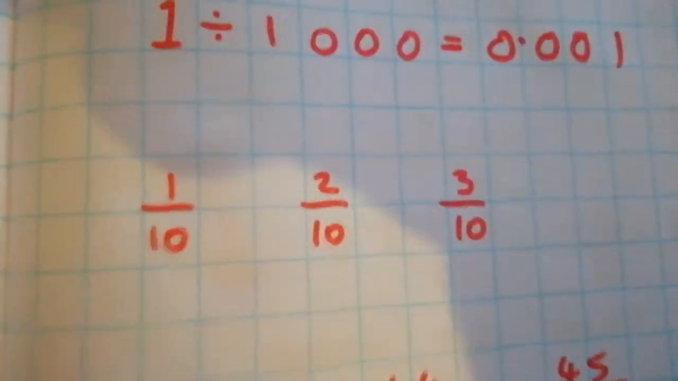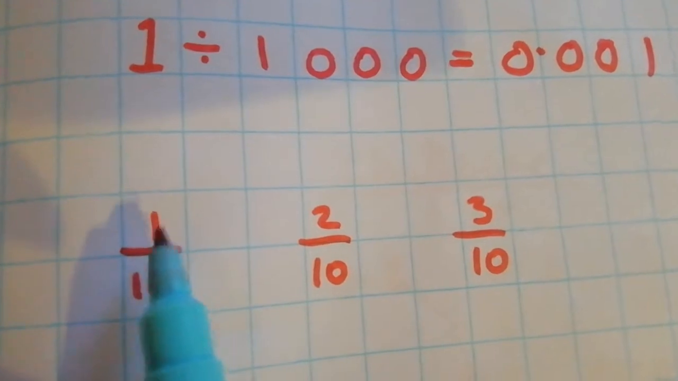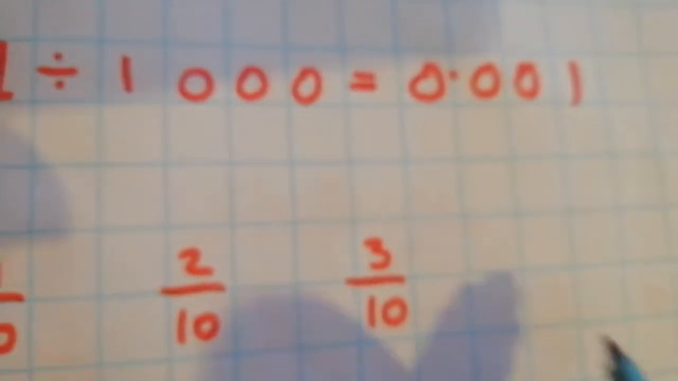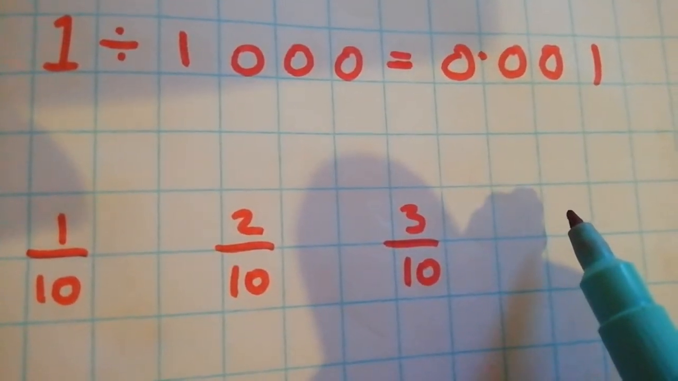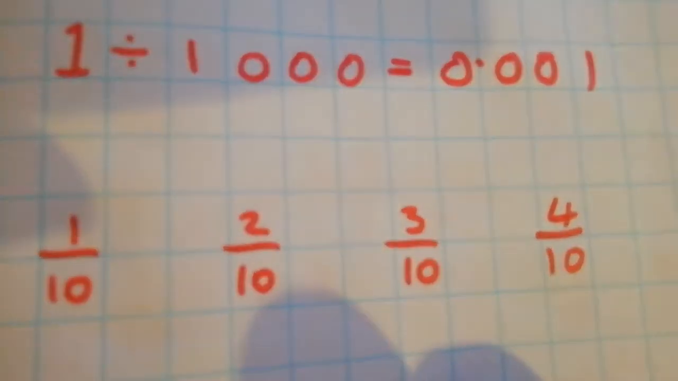If I have to continue some sequences then, once I've found these tenths, and I went 1/10, 2/10, 3/10, what would come next in this sequence? Shout out your answer now. That's right, it's going up in tenths, so I'd get 4/10 next.